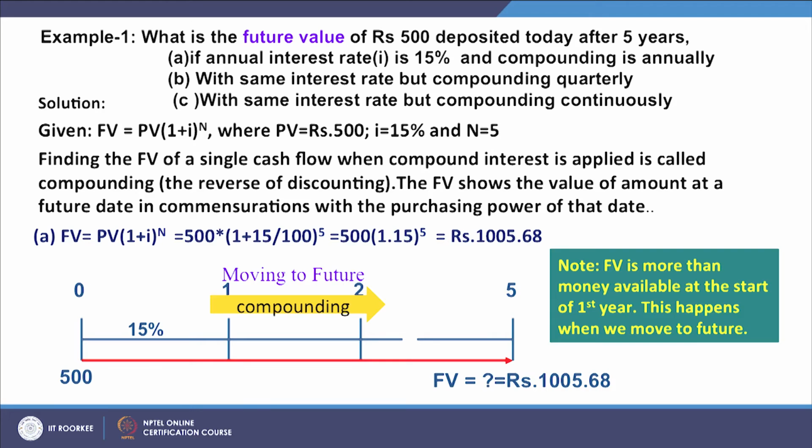Now, the solution is that my formula is FV is equal to PV into (1 plus i) to the power n. This formula is used when compounding is annual, and not compounding quarterly, which is discrete compounding, or compounding continuously, where PV is equal to rupees 500, i is equal to 15%, n is equal to 5, and I have to calculate the FV, that is the final worth or final value.